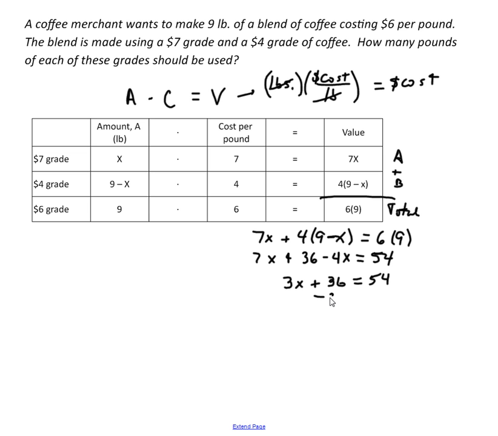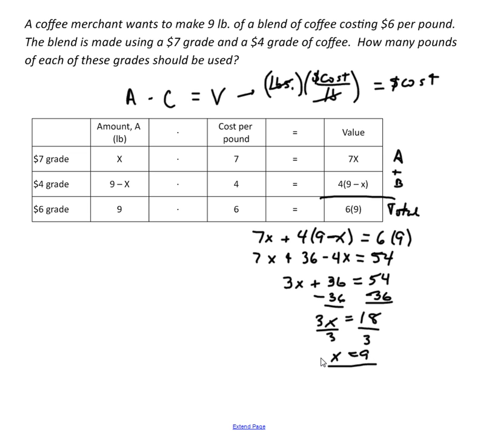We want to gather all our constants on the right-hand side, so we're going to subtract 36 from both sides. We end up with 3x equals, the difference between 54 and 36, which is 18. So if we divide both sides by 3, we find that x equals 6. Well, this is good. This is what we wanted.